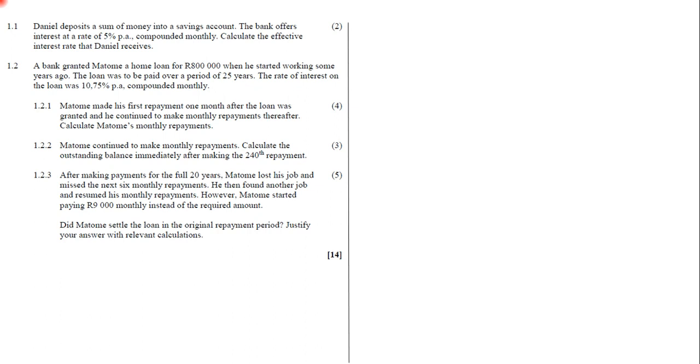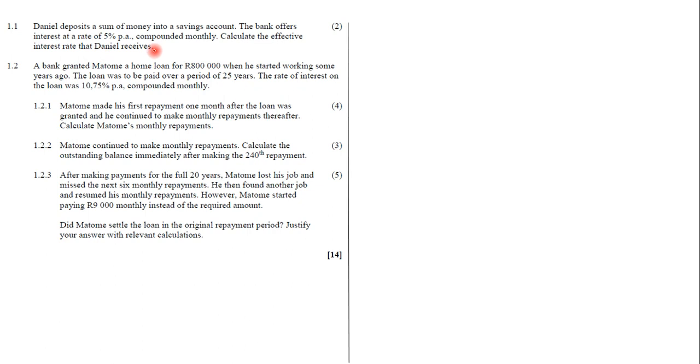So without wasting any more time, let's jump straight into the question. So starting off, we have 1.1, but just like in any other videos, you can jump off to the question that you desire. So the 1.1 question here goes like this. Daniel deposits a sum of money into the savings account. The bank offers an interest rate of 5% compounded monthly. Now calculate the effective interest rate that Daniel receives.